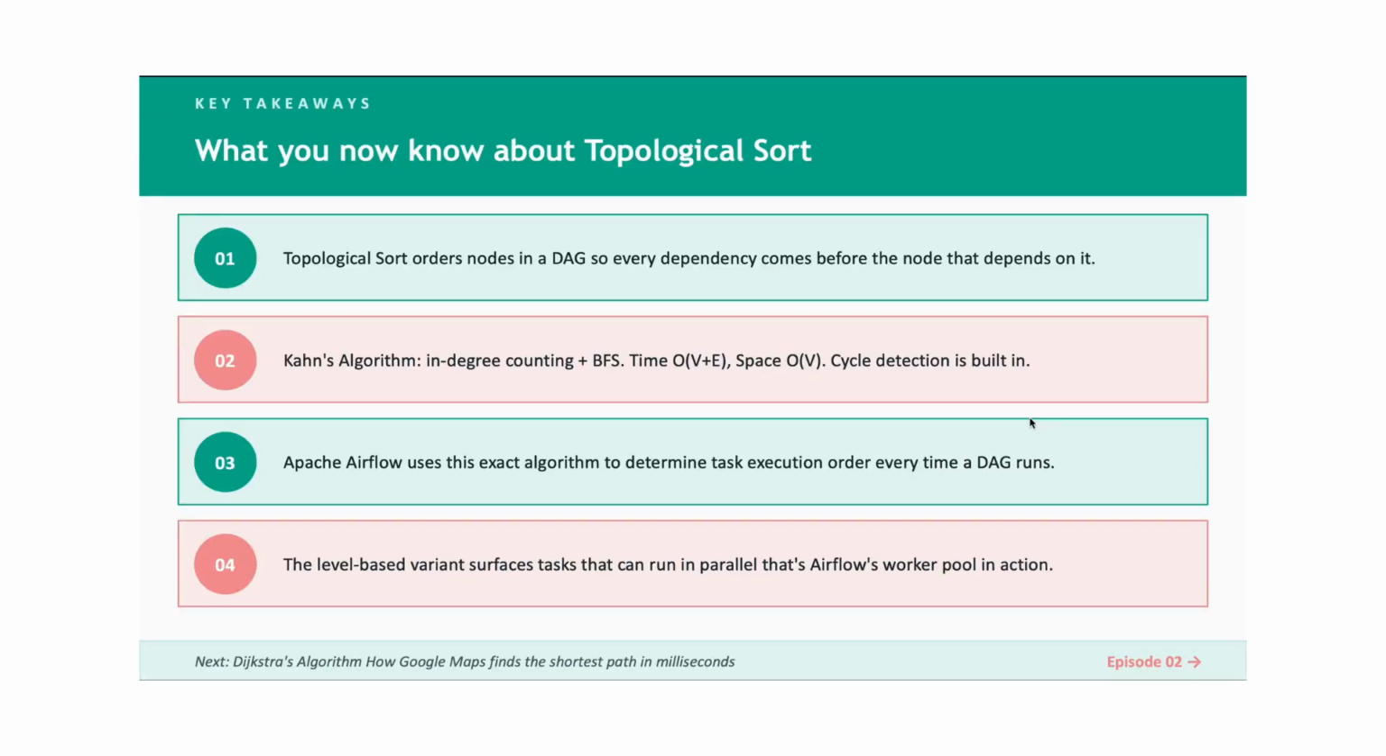So yeah, now let me wrap up with 4 things you know now. 1. Topological sort orders nodes in a DAG so that every dependency always comes before the node that depends on it. 2. Kahn's algorithm achieves this in O(V+E) time using in-degree counting and BFS. Cycle detection is built in. 3. Apache Airflow uses this exact algorithm to determine task execution order every time your DAG runs. 4. The level-based variant surfaces which tasks can run in parallel. That is Airflow worker pool logic in a nutshell.